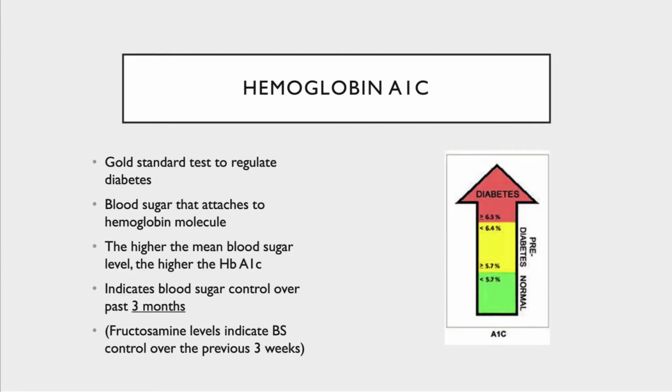So how do we monitor an average blood sugar over a period of time? Well, we use the hemoglobin A1C. And remember that hemoglobin A1C is a function of the amount of sugar that sticks to the red blood cell. Red blood cells live for 3 to 4 months. And so this is the method that we use to indicate blood sugar control over that 3-month period. Okay?